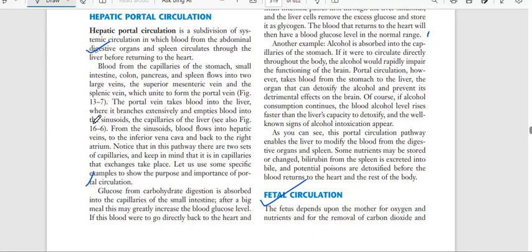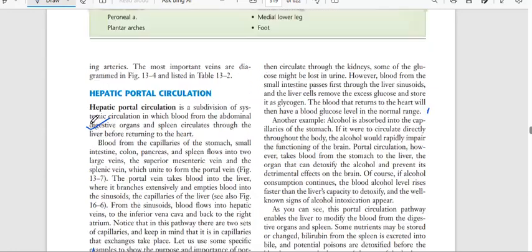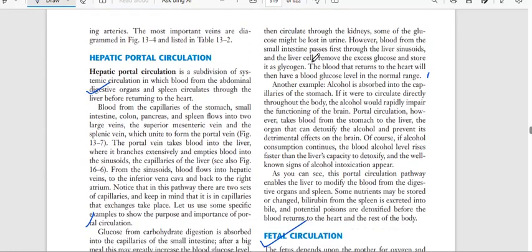First, digestion happens, and the glucose or carbohydrates that we absorb will reach the liver cells. Blood from the small intestine passes first through the liver sinusoids, and liver cells remove the excess glucose and store it as glycogen. So first it will enter the liver. What will the liver do? The liver will store the excess blood glucose which is not necessary for the body. Whenever necessary, it will give it to the body.